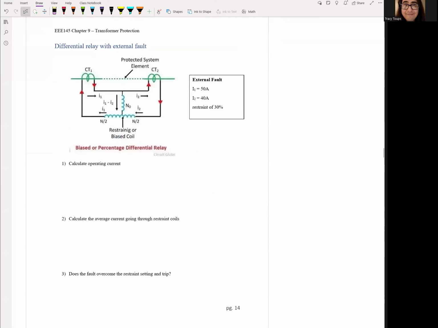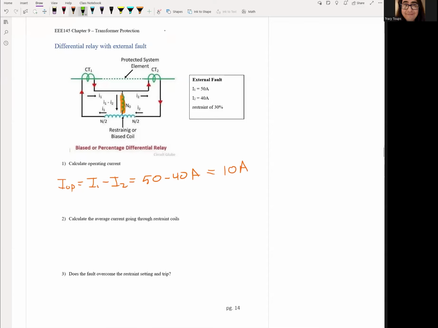Now let's see it in practice to kind of make sense of all the math. So here again, we have operating coil and restraint coil. And I give you I1 and I2 just to make the numbers a little easier. So let's figure I operating. So the I operating is what's in the coil right here. So that's this current. I operating is equal to I1 minus I2, always takes the difference. In this case, it is 50 minus 40 amps. And remember, this is an external fault, so the fault's outside. That's why it's going to be relatively low. It's 10 amps.